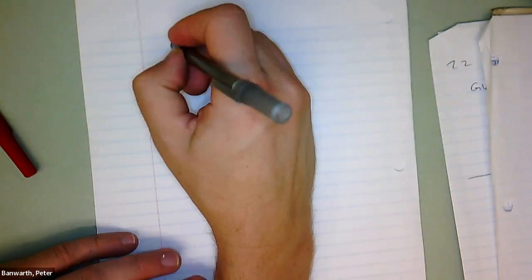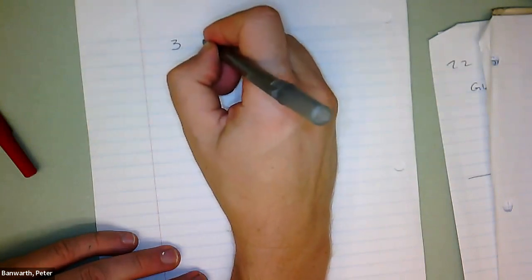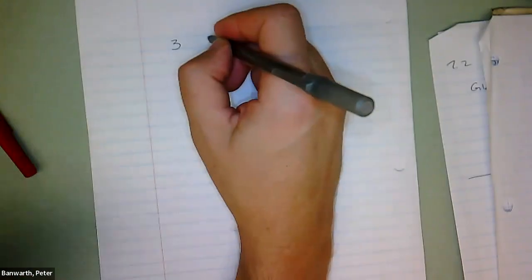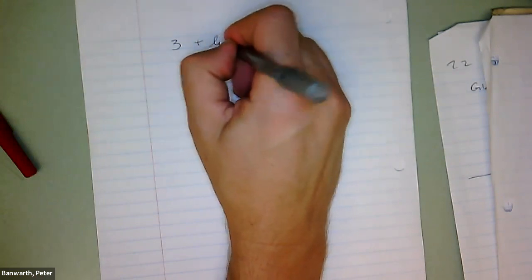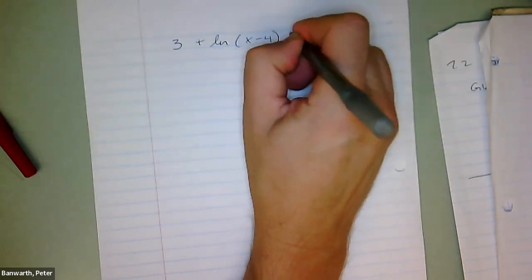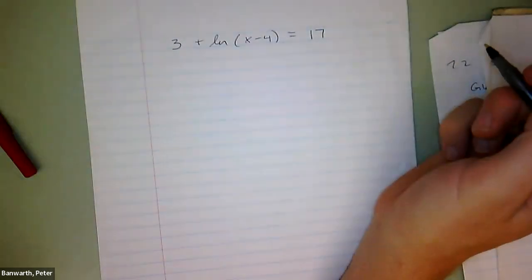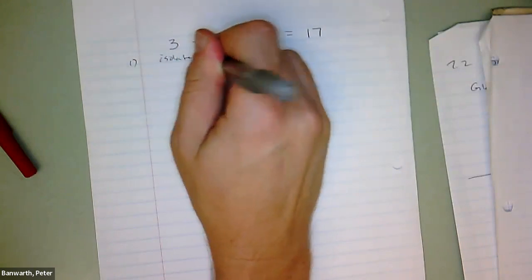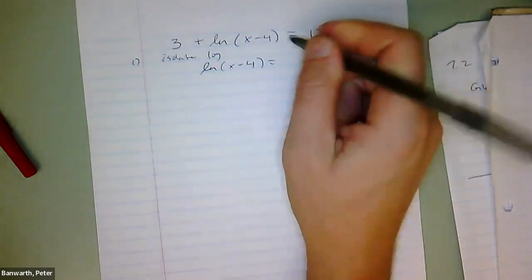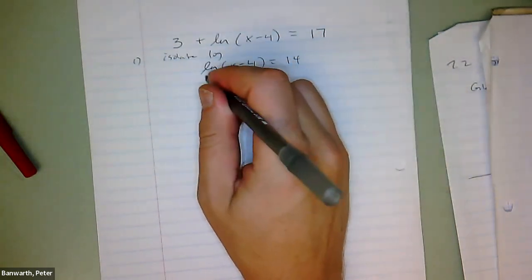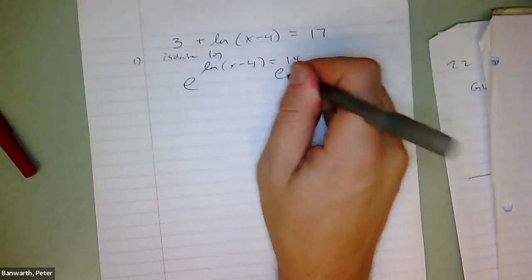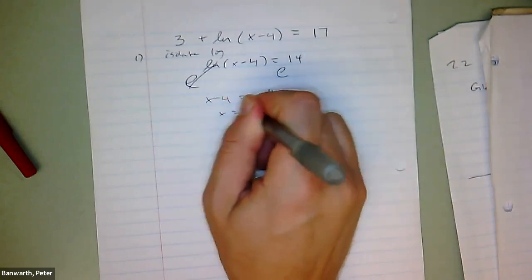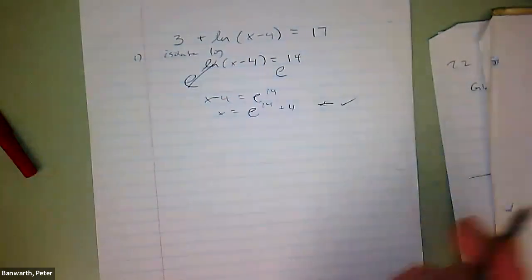This time I'll do 3 plus natural log of x minus 4 equals 17. So option 1, isolate the log. So I get natural log of x minus 4 equals 14. If I exponentiate both sides, those cancel, and I get x minus 4 equals e to the 14th. So x equals e to the 14th plus 4. That's the number, and so I'm done.